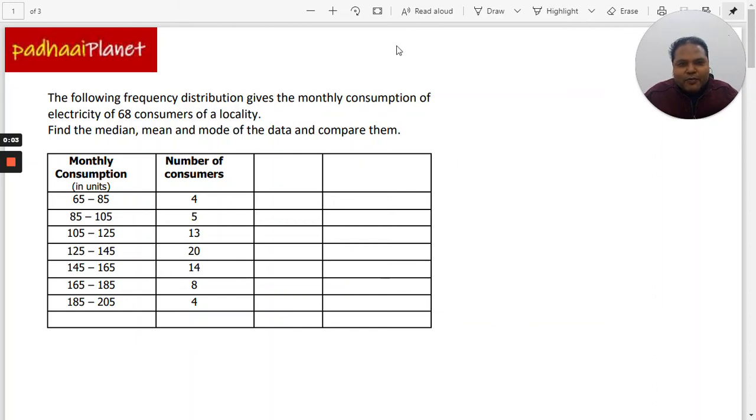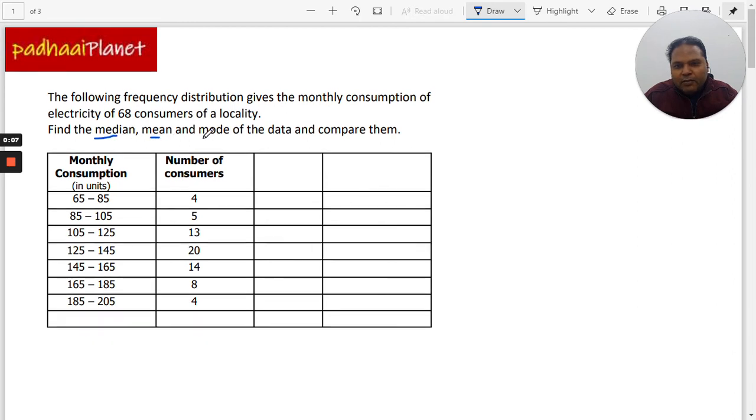So in this video we'll be learning how to find the median, mean and mode of any data which is given in the class interval form along with the frequencies. As we can see, these are the class intervals which are given, and this is the frequency of the data. Now what we need to do is find the median, mean and mode.